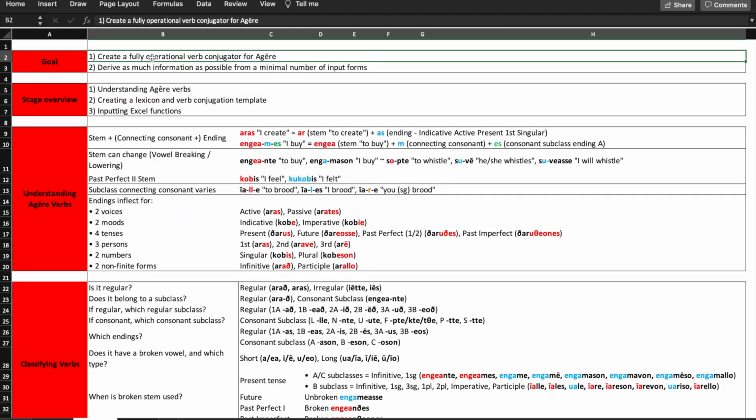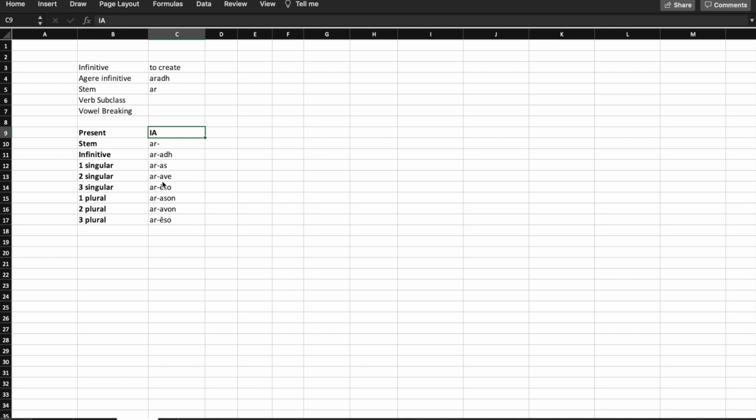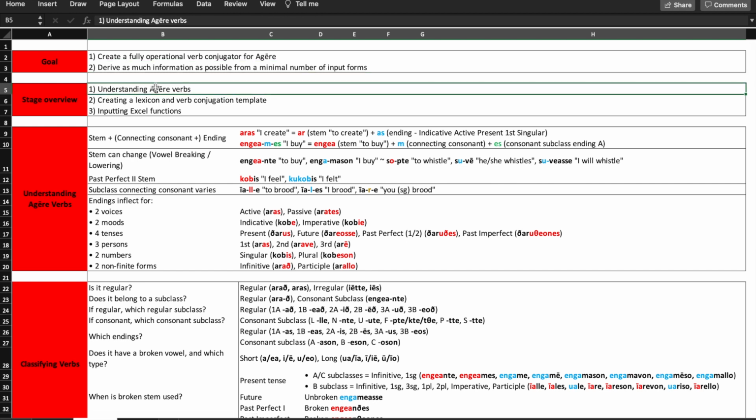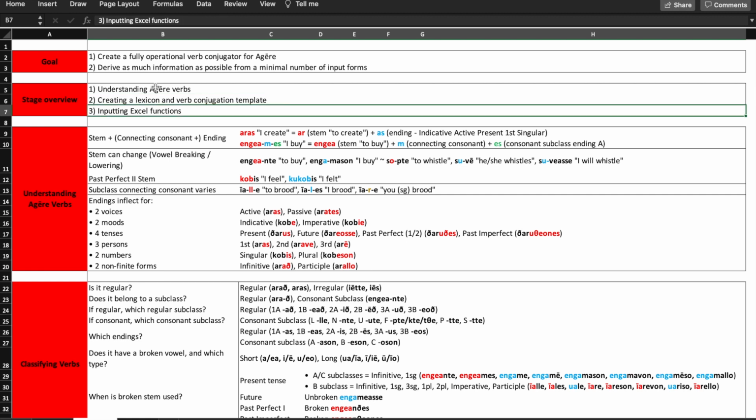The goal is to create a fully operational verb conjugator for Agēre which derives as much information as possible from a minimal number of input forms. So for example, let's say that this is our verb conjugator. If I give it the verb to create, I want it to be able to tell me that this is the infinitive in Agēre, give me the stem of the verb to which the endings are added, tell me the subclass, so the kind of endings that would need to be added to the verb, and do all the information by itself. In order to do that, first of all understand how verbs in Agēre work, then we have to create a lexicon and verb conjugation template, and finally input the Excel functions, which I think is really the scary bit, but we'll get onto that kind of one piece at a time.